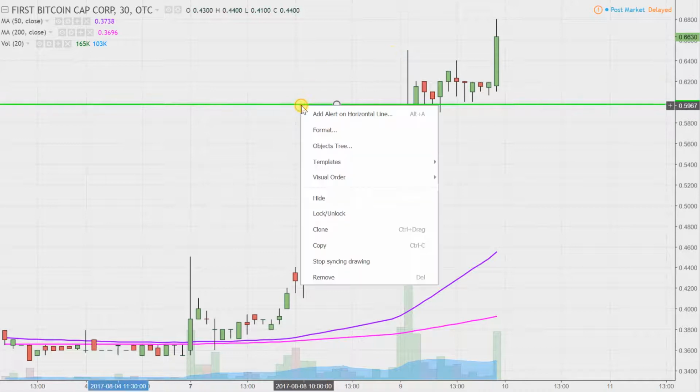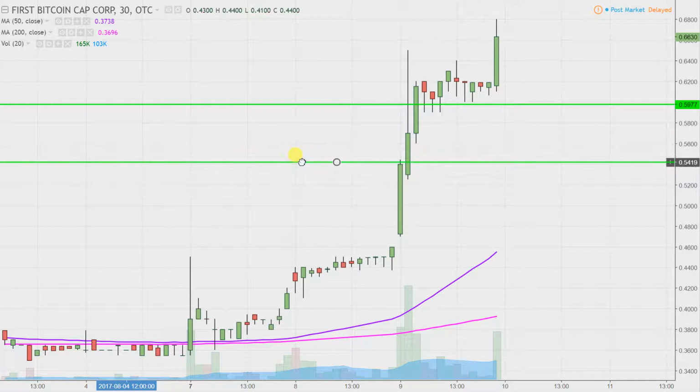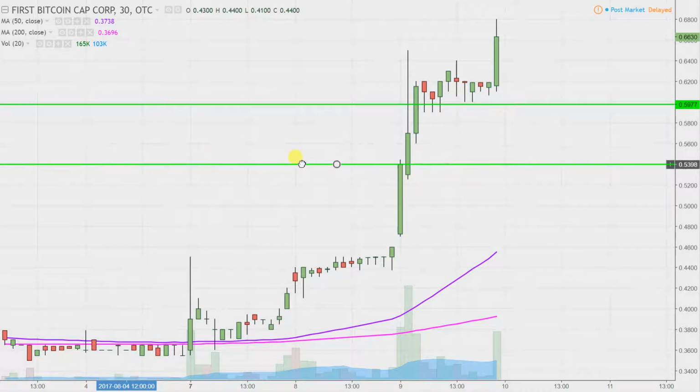Next area of support after 60 cents, down at 54 cents. So 60 cents, 54 cents, two of the near-term levels of support.